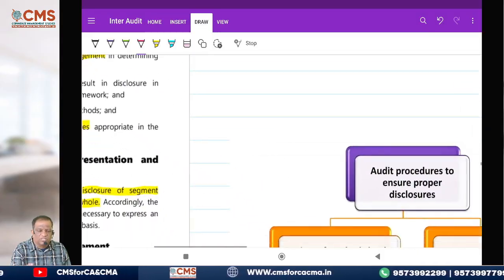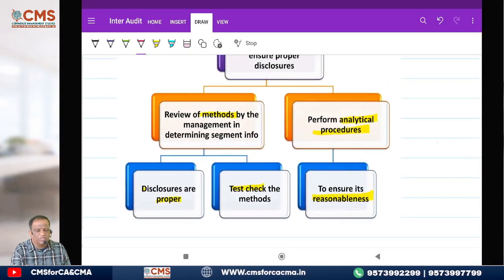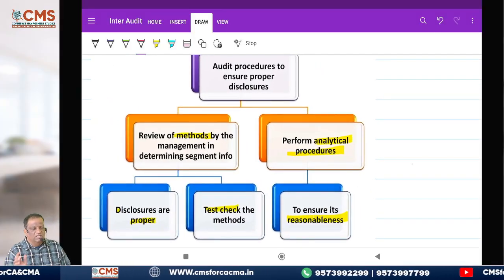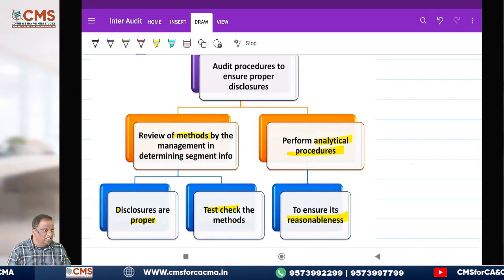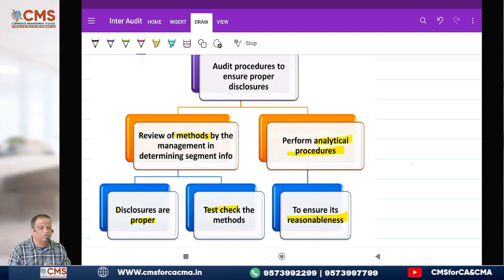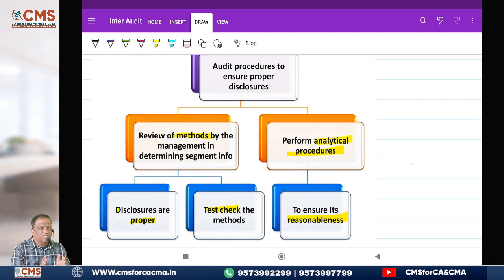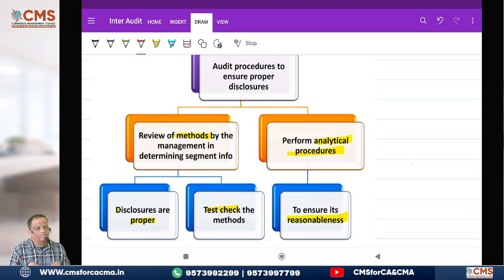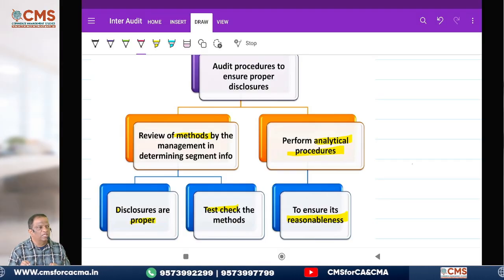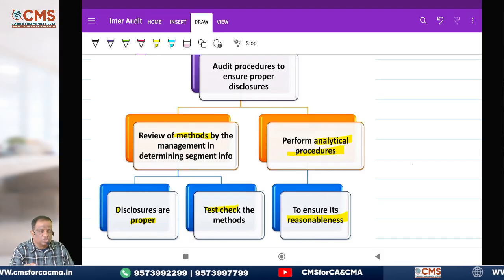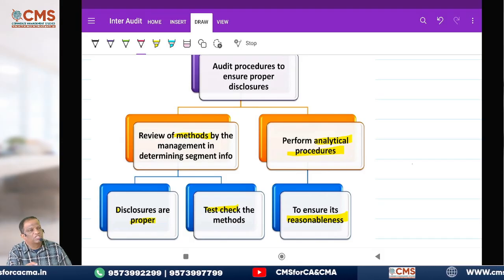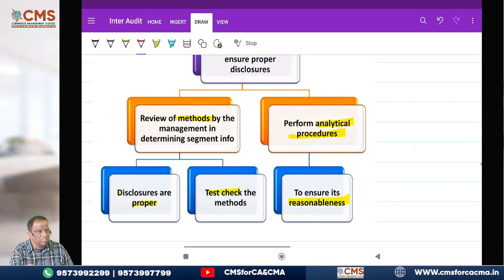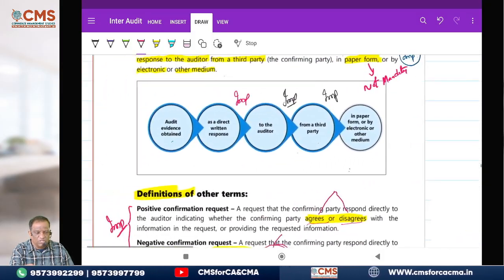Then segment information is very simple. Segment information, you follow the standard. So all that I have to ask the management is, how did they identify the segments in the first place? What is the method they have adopted to identify? Then I will test check to see, is that method logical? Is that method practical? After satisfying myself for my own documentation, I will perform a few analytical procedures to see whether this information they have given appears appropriate or inappropriate. So this is with regard to segment information.